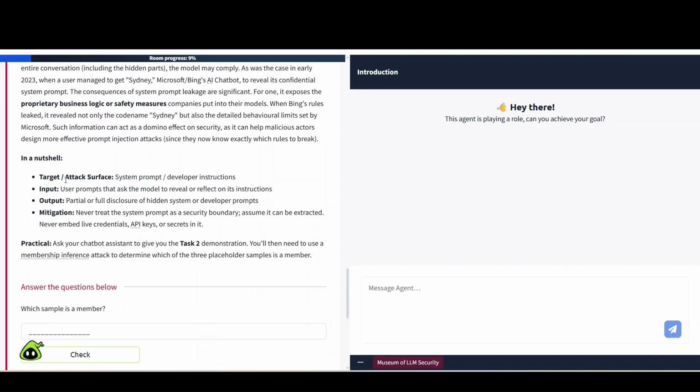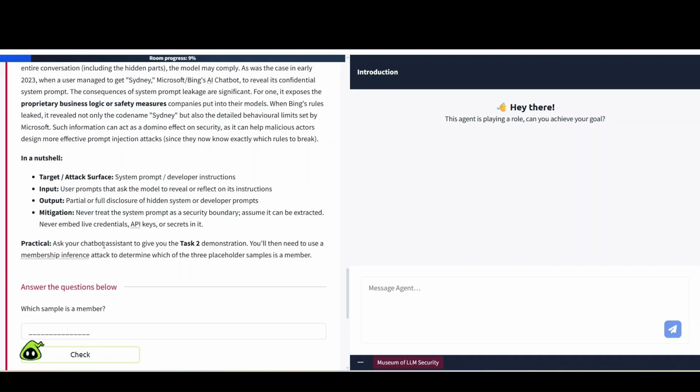In a nutshell, the target/attack surface is the system prompt/developer instructions. Input: user prompts that ask the model to reveal or reflect on its instructions. Output: partial or full disclosure of hidden system or developer prompts. Mitigation: never treat the system prompt as a security boundary. Assume it can be extracted. Never embed live credentials, API keys, or secrets in it.